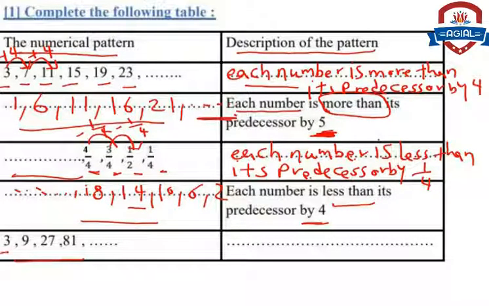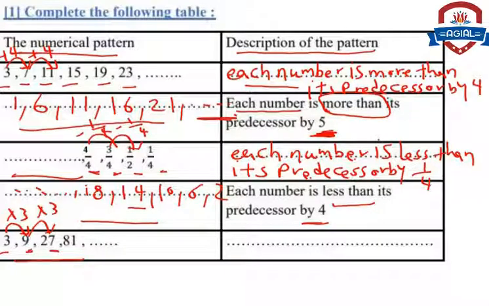We have 3, then we have 9. We're supposed to say that we add 6, but no. If we add 6, then the third number would be 15, and here we have 27. So now if we multiply 3 by 3, then the next number will be 9. And if we multiply 9 by 3, then 9 by 3 equals 27.